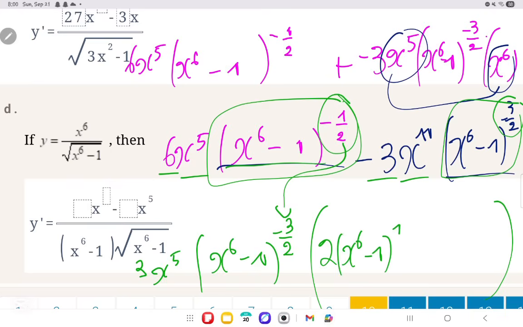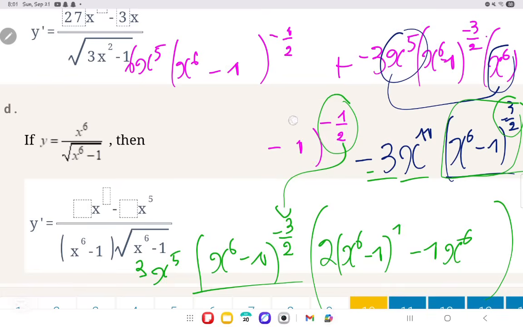Now, what did we take out from this? From minus 3, what did we take out? We took out 3. So minus 3 divided by 3 is minus 1. x11 divided by x5 is x to the power of 6. And then this divided by itself is going to be 1. So we're not going to put it. So this is what it's supposed to look like right now. So now I'm going to erase everything up so we can have some space.